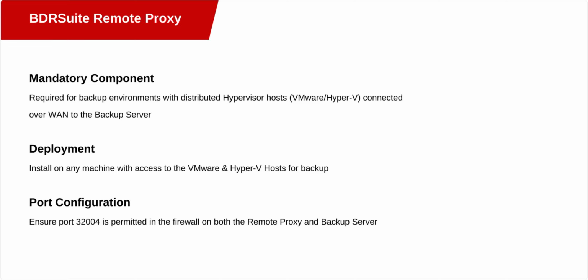Remote Proxy is mandatory for backup environments where hypervisor hosts, VMware, Hyper-V, are distributed across various locations, such as branch offices, and connected to the central backup server via WAN. In these scenarios, Remote Proxy ensures that remote hosts are effectively connected to the backup server, enabling reliable backups regardless of their location. You can install Remote Proxy on any machine that has access to the hypervisors and ensure your firewall rules permit port 32004.